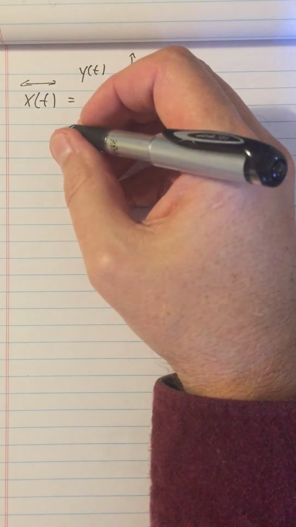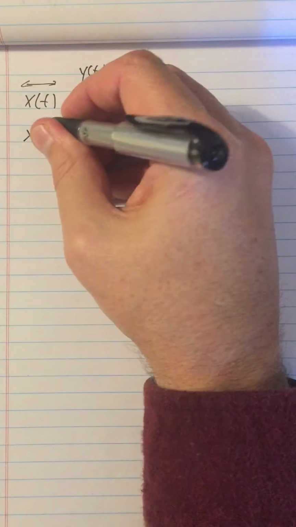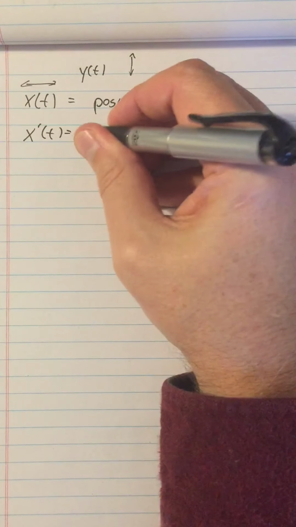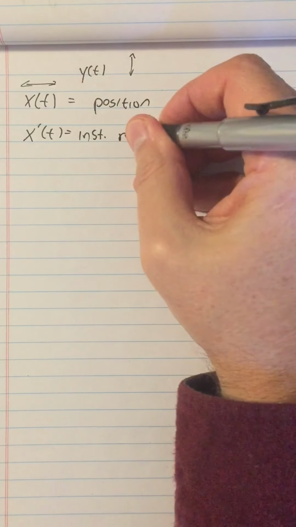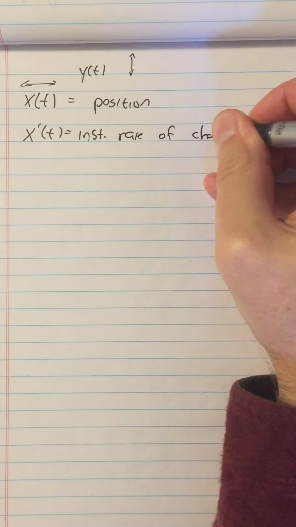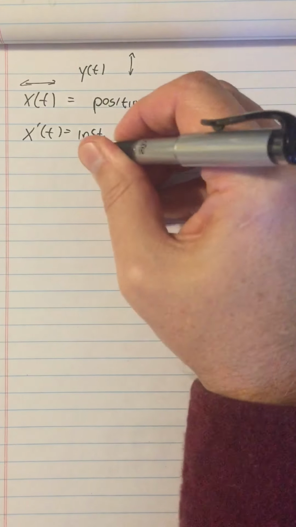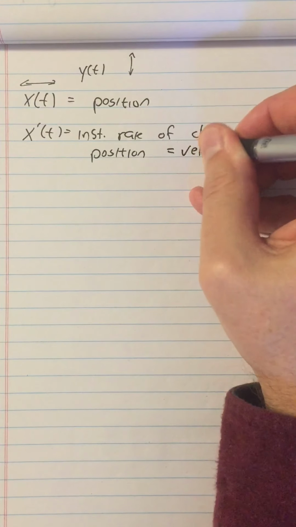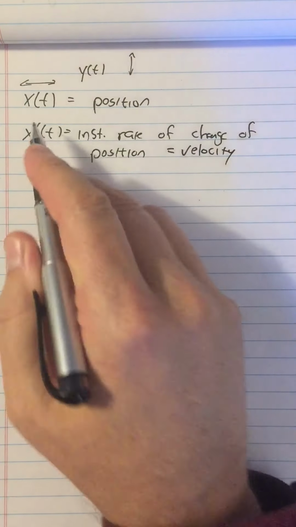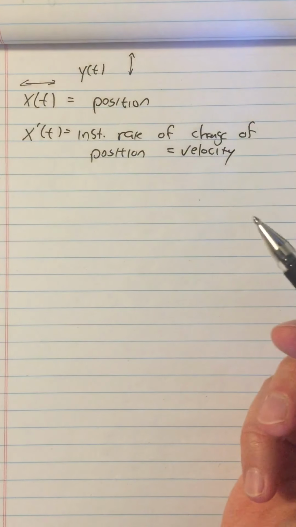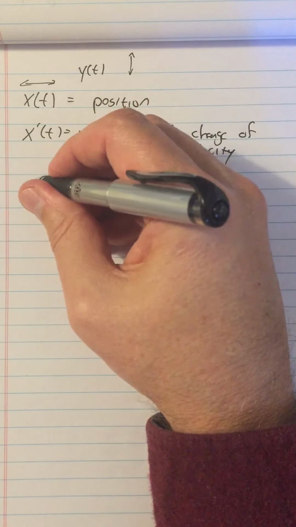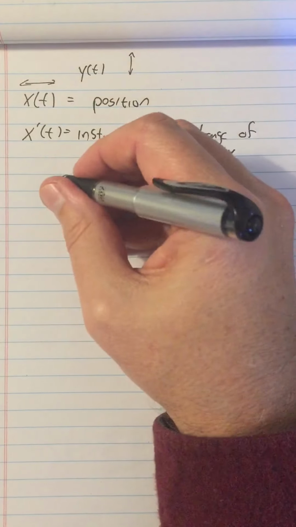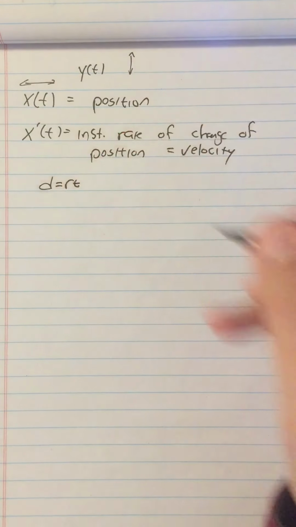All right, so then x prime of t, what is it? It's the instantaneous rate of change of position. Well, that is exactly what we mean by velocity. So if x of t is a function giving the position, x prime of t is a function giving the velocity. That connects back to the first thing you ever learned about distance, rate, and time: distance equals rate times time.